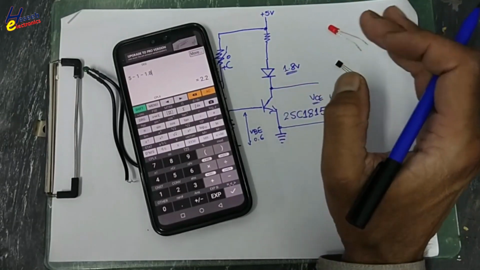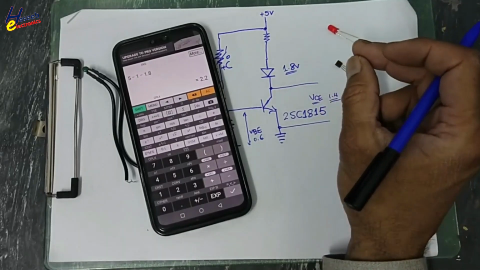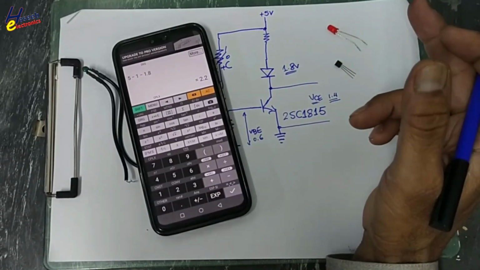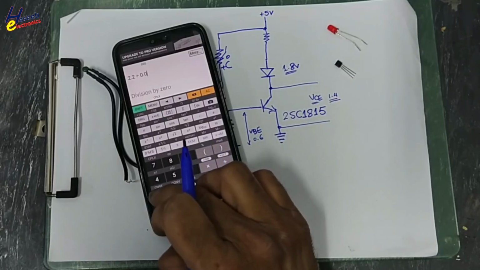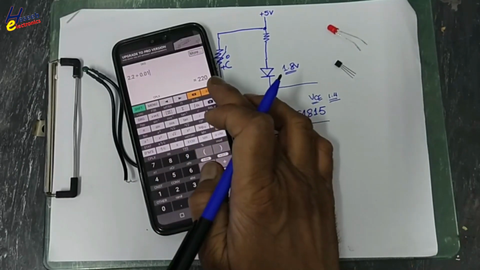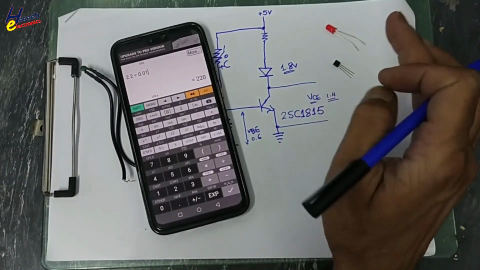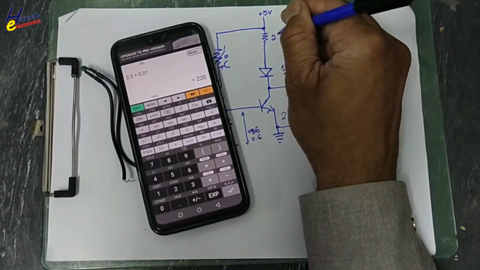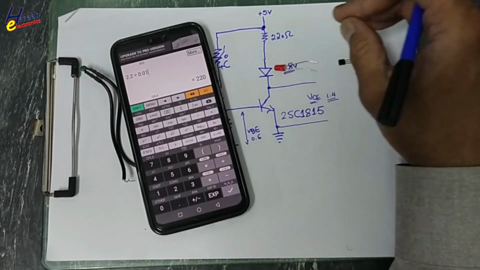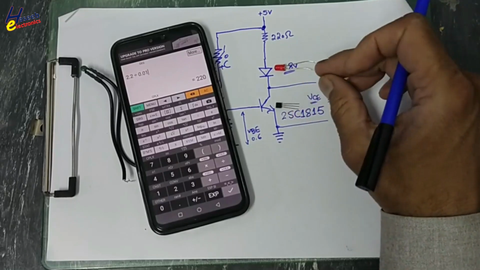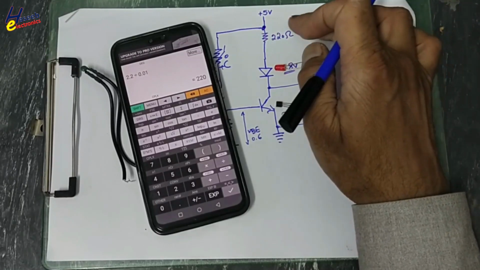This LED can be operated at 20 milliampere. We will consider 10 milliampere to 15 milliampere. 2.2 divided by 0.01, 220 ohm resistor. 10 milliampere current, that is good current for LED. So we will use 220 ohm resistor here. When this transistor will turn on, this LED will drop 1.8 volt, 1 volt here, remaining 2.2 volt across this resistor.